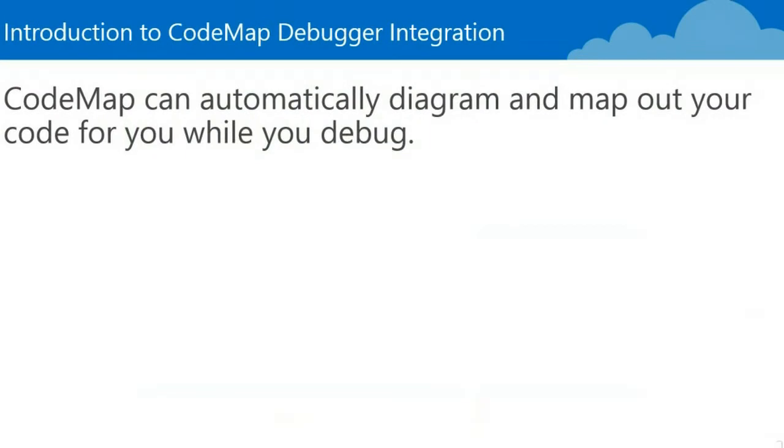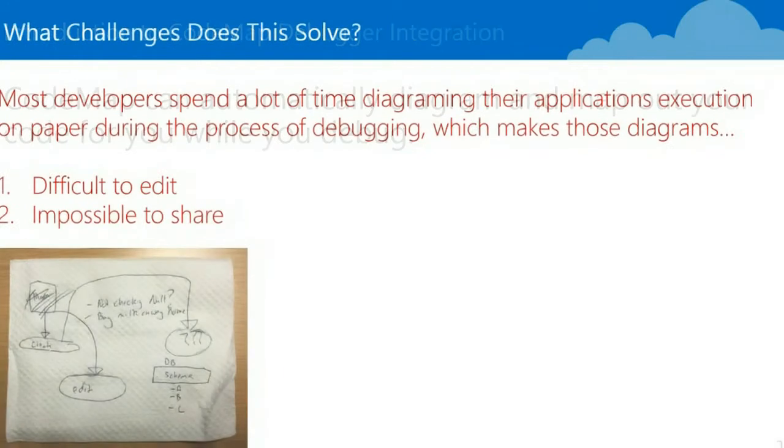So what is CodeMap? Well, CodeMap is a tool within Visual Studio that can automatically diagram and map out your code for you while you're debugging. Let's talk about the challenges this solves.